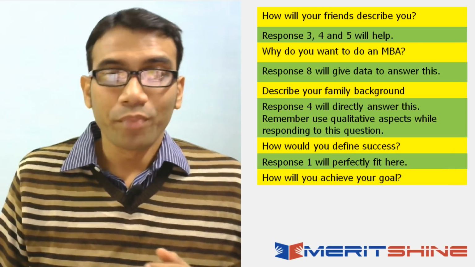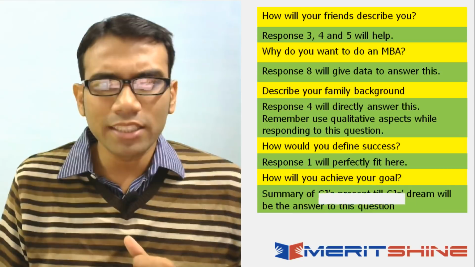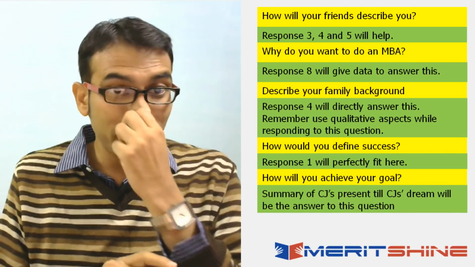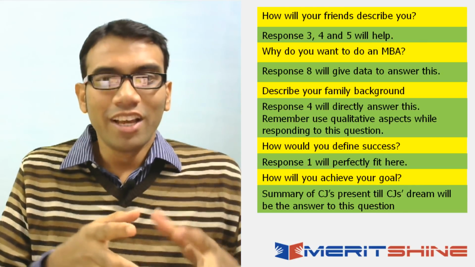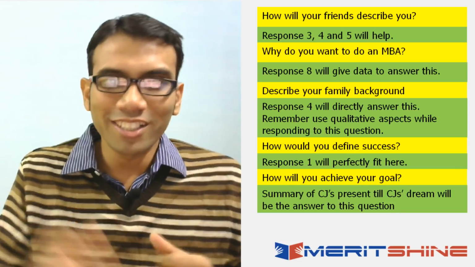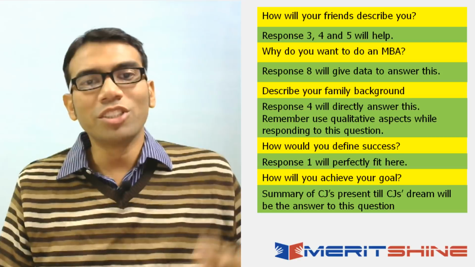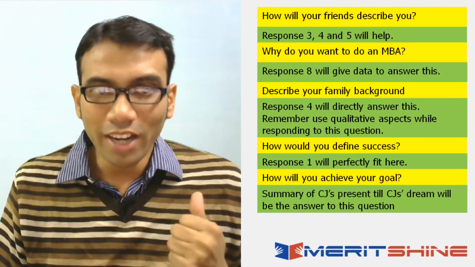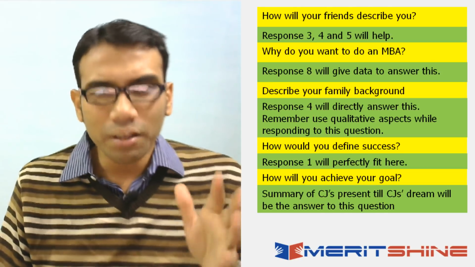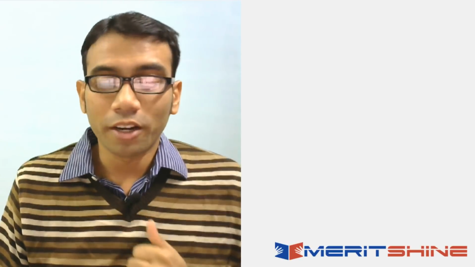Okay, now let's see. How will you achieve your goal? How can CJ answer this? I think CJ will be able to answer by giving the summary. You remember in one of the steps we did this summary from CJ's present till CJ's dream, and this will be part of her answer. You see, all of the questions that come can be answered from the flowchart except some. We will come to that, but most of the questions in your HR interview can be very easily answered through the flowchart.